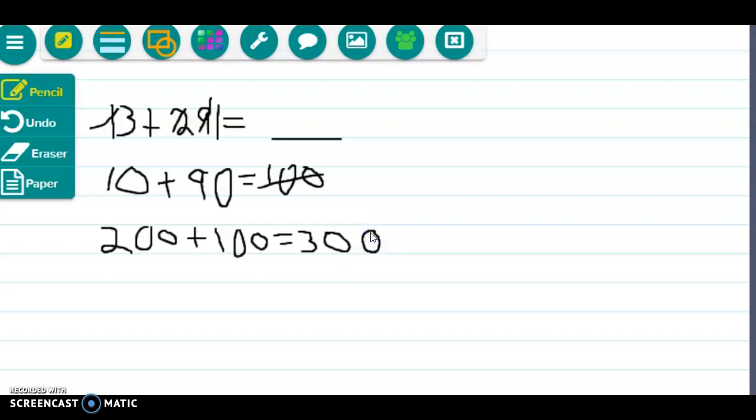Just by doing this, you probably already figured out the answer. Alright, so as you can see, all I have left are my 3 and my 1. So we know that 3 plus 1 equals 4. I'm going to cross off my 3 and my 1. Now all I have to do is add 300 to 4. Again, I'm going to cross out my numbers as I use them.